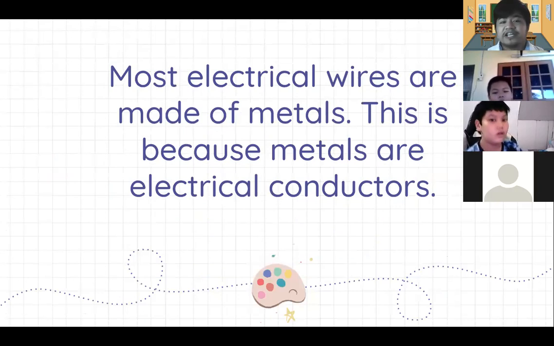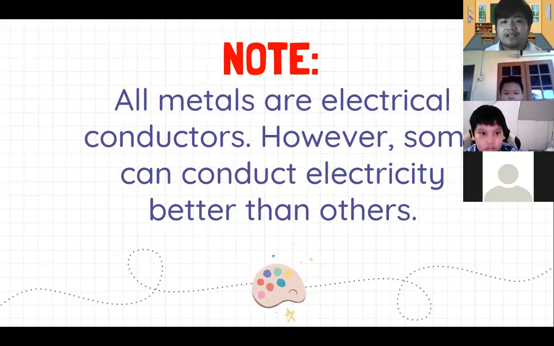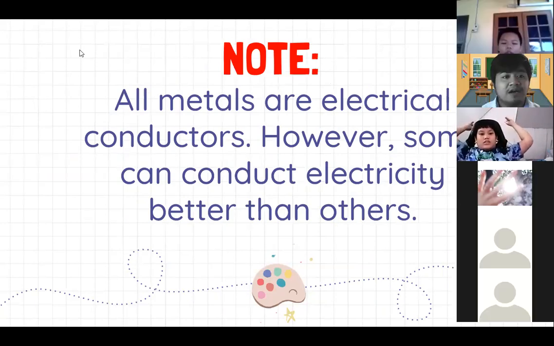So most electrical wires are made of metals. This is because metals are electrical conductors. So basing on the video or the experiment in your books, metals are good electrical conductors. Note, all metals are electrical conductors. You have to remember this, okay? If it's a metal, it's a conductor, okay? All metals are electrical conductors. However, some can conduct electricity better than others.